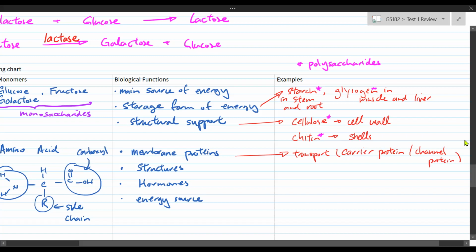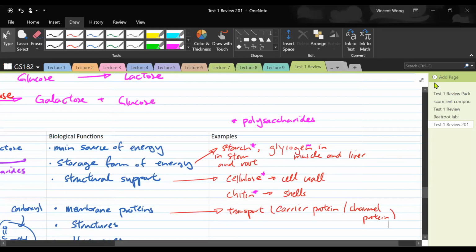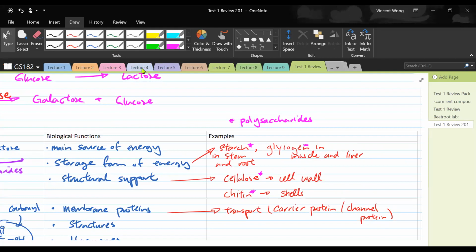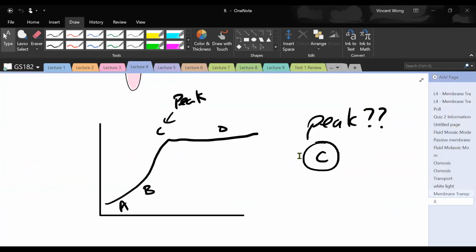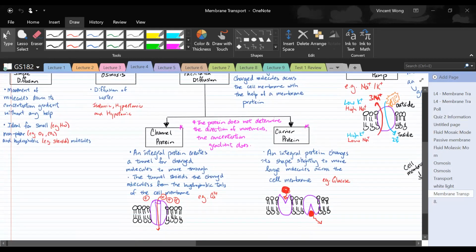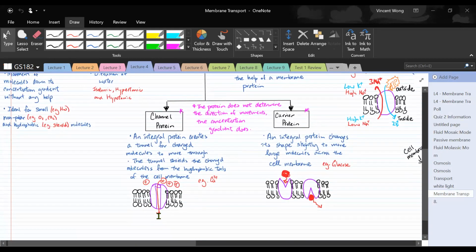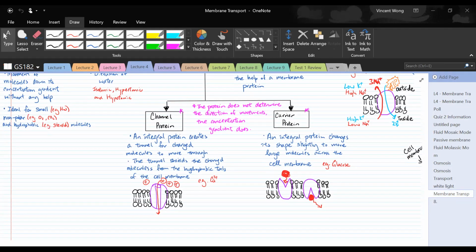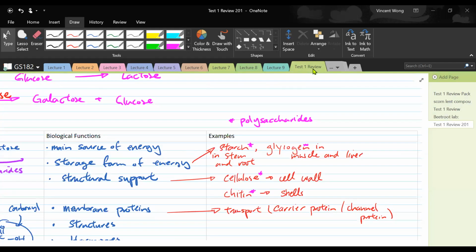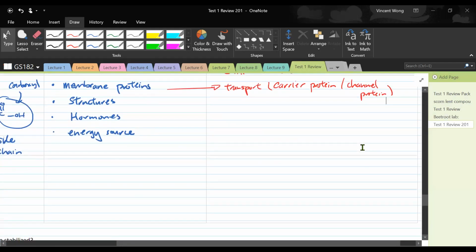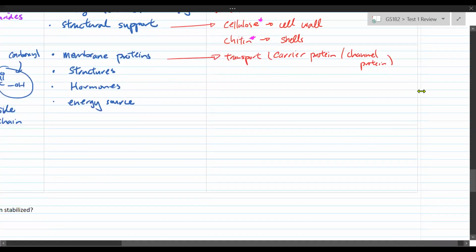We went over this whole note, right? On I think it was like a Thursday morning, with the flow chart. Let me show you to jog your memory. That was lecture 4. Like this whole table, right? Remember? So channel protein, carrier protein. These are membrane proteins that play a role in transport. Is that okay? Does that ring a bell? Hopefully ring several bells.